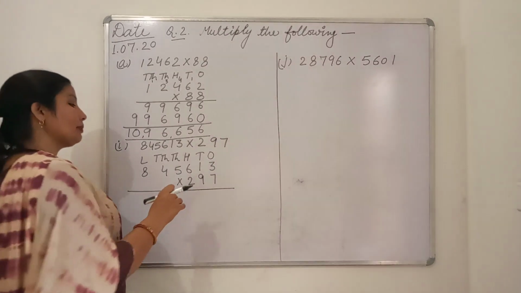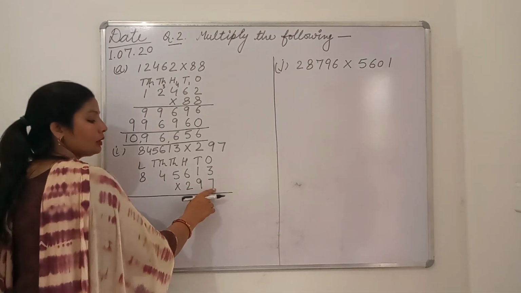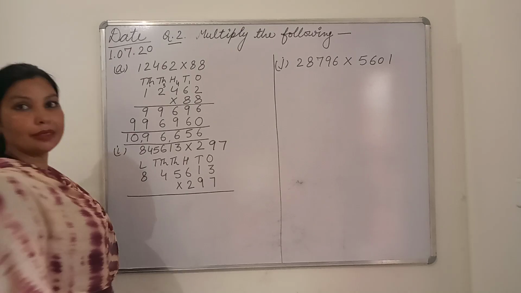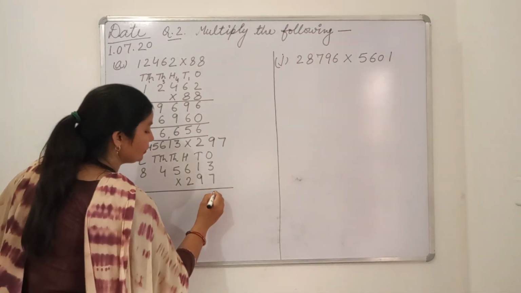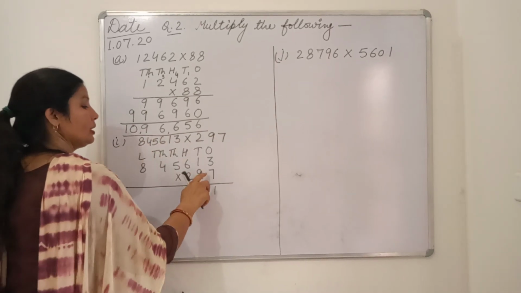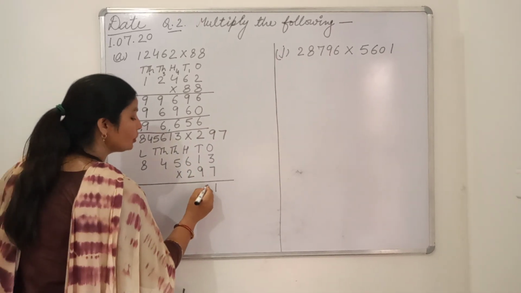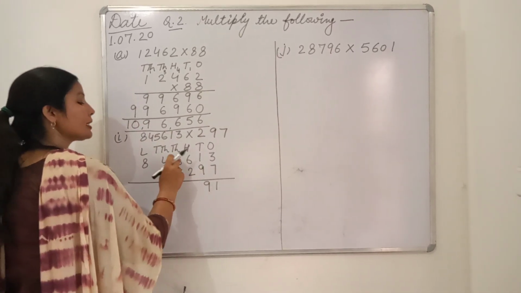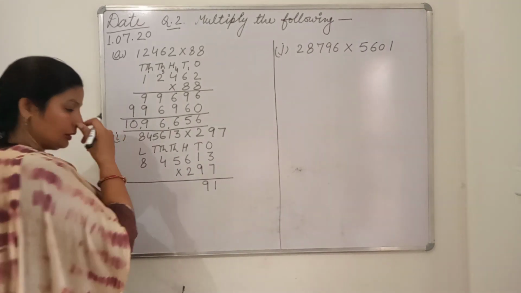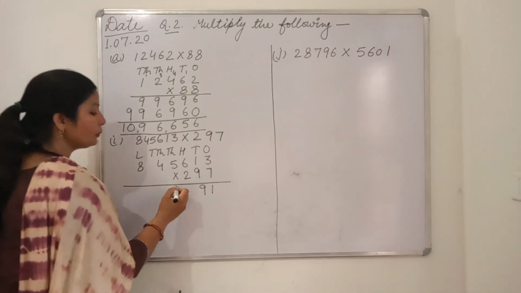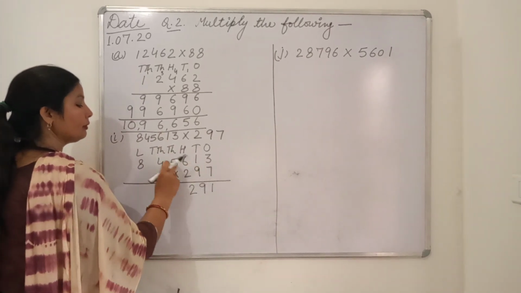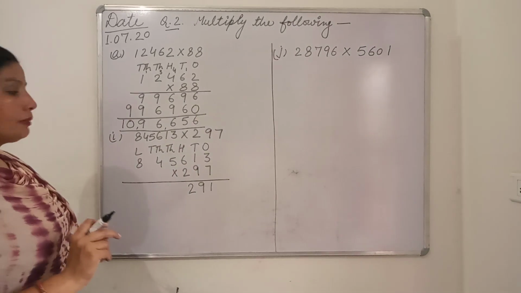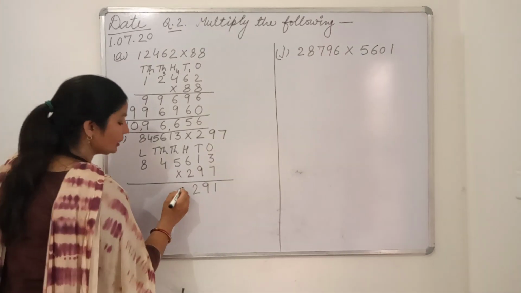So now we should multiply by ones column. In ones column we have 7. So we should recite the table of 7. 7 threes are 21. 2 goes carry. 7 ones are 7 plus 2, 9. 7 sixes are 42. We write here 2 and 4 goes carry. Now 7 fives are 35. 35 plus 4, 39.